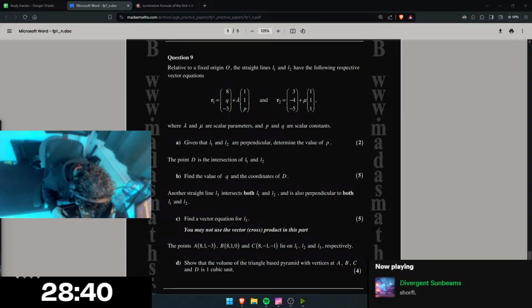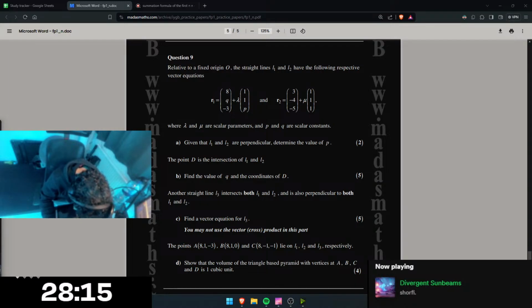I'm using the cross product. Screw you. Given that L1 and L2 are perpendicular, determine the value of p. p equals -1. No, it doesn't. Perpendicular means... Does it mean when you dot them they're 0? Does it?